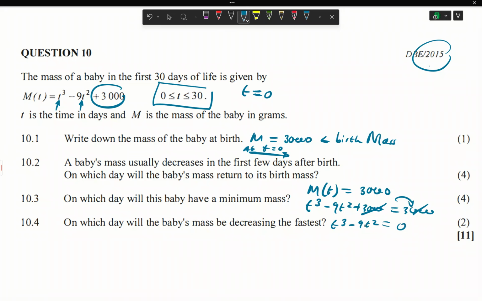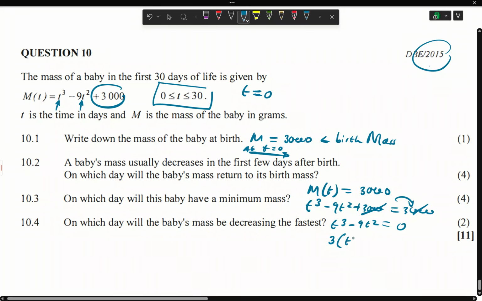So now we can factorize. Let's see if I take 3 into, let's see, this won't work. I wanted to do something, but it won't work. So now I'm just going to take the common factor there. So I'm left with t squared times t minus 9.